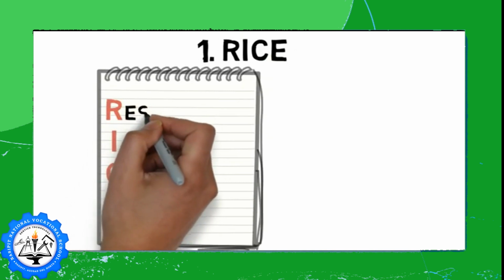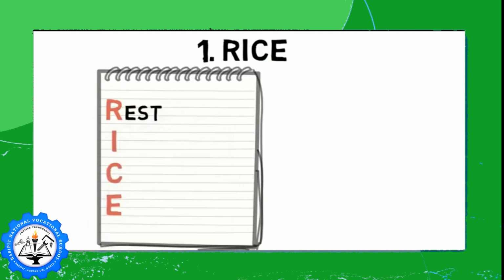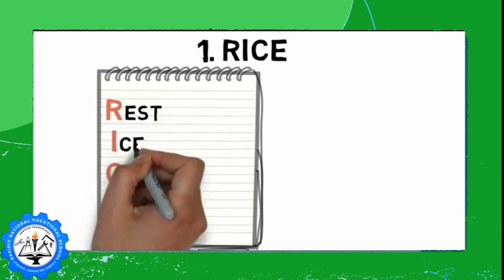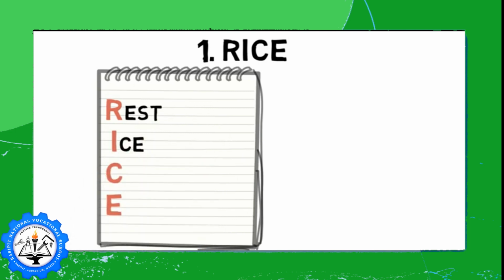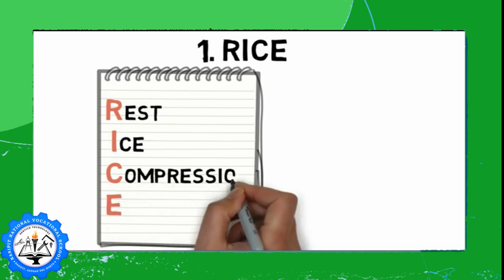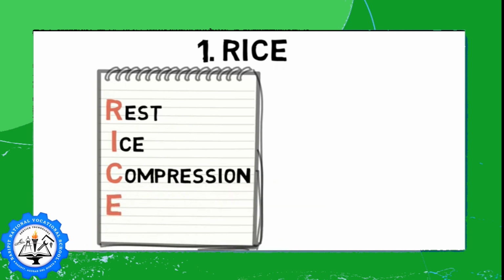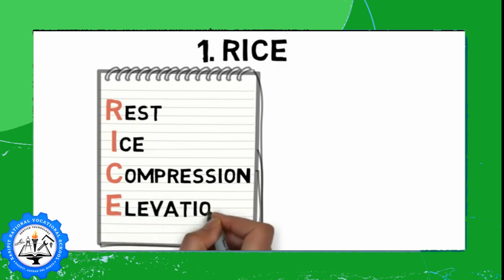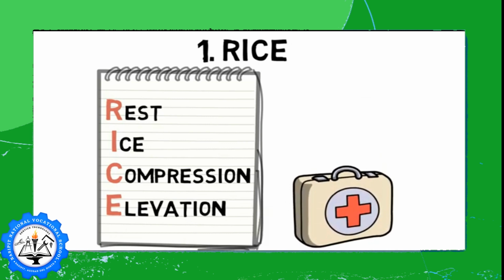Rest the injured part of the body. Ice the affected area to reduce inflammation and pain via vasoconstriction. Compression, which can include strapping or taping, to reduce the damage of a swollen area. Elevation above the heart causes gravity to send fluid back towards the body's core.